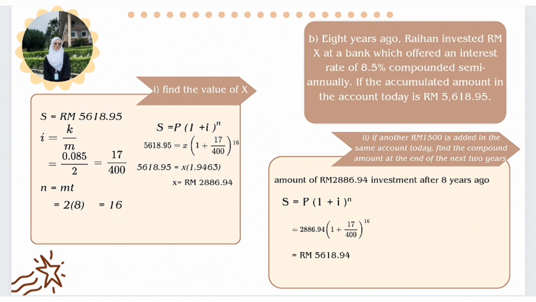Then the answer for x is 2886.94. So we continue with the next question. If another 1,500 is added in the same account today, find the compound amount at the end of the next 2 years. So first, we need to find the amount of the 2,886.94 investment after 8 years. The formula is S equals P(1 + i)^n. 2,886.94(1 + 17/400)^16. So we get 5,618.94.